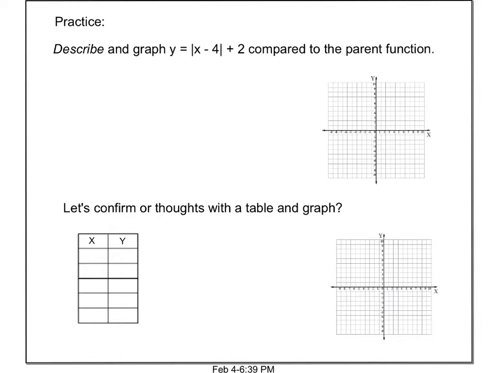Let's try it again. Here I have the new absolute value equation, y equals the absolute value of x minus 4 and then plus 2. Can you tell me what this does to my absolute value function? It moves it right 4. And what does this number do to my absolute value function?